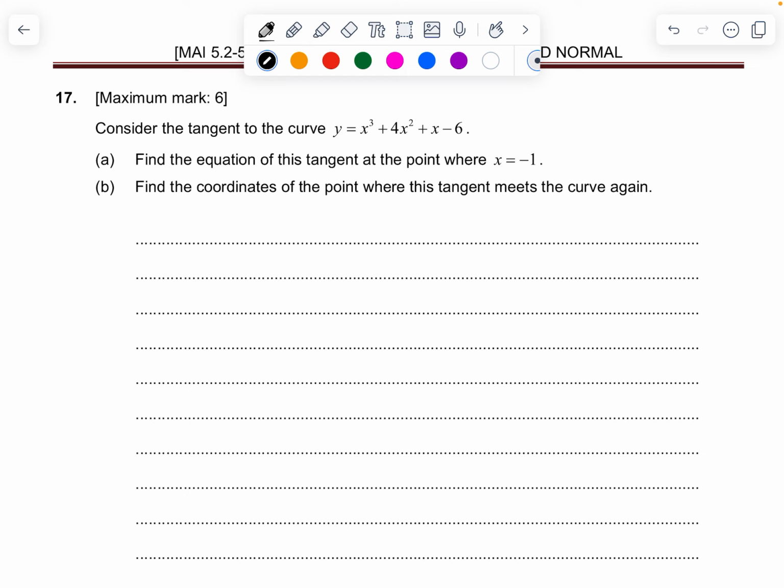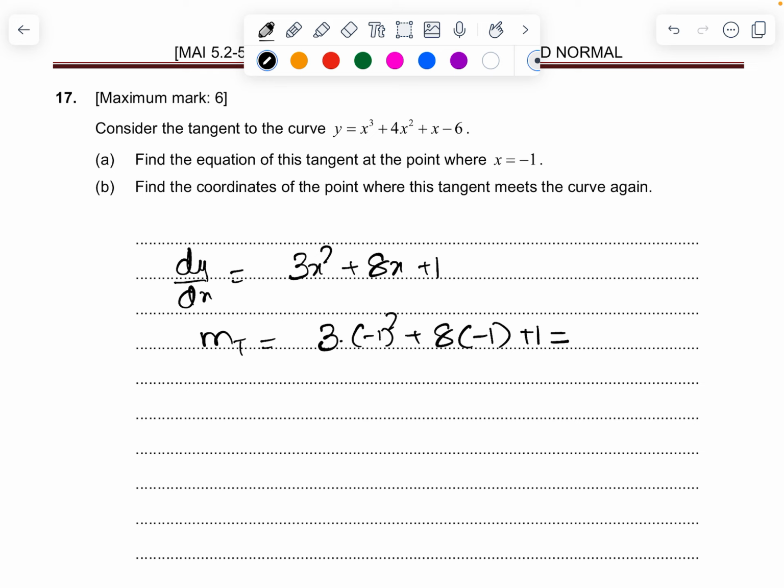So first of all, what am I going to do? I am going to find dy by dx, which is going to be 3x square plus 8x plus 1. So the gradient of the tangent will become 3 times negative 1 square plus 8 times negative 1 plus 1, which is going to be negative 4.